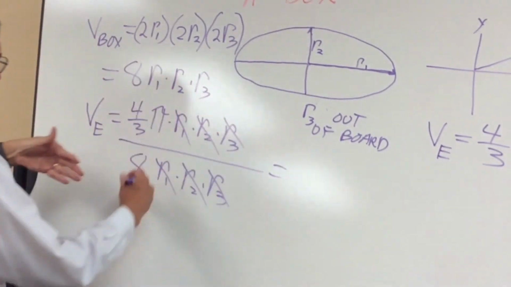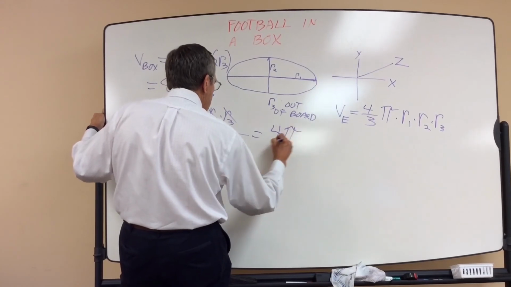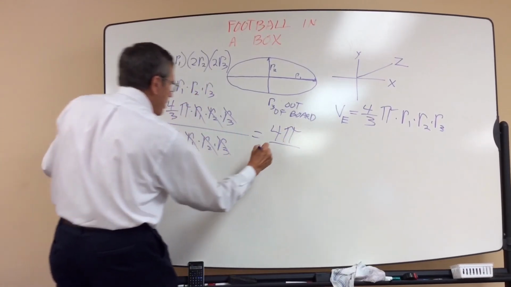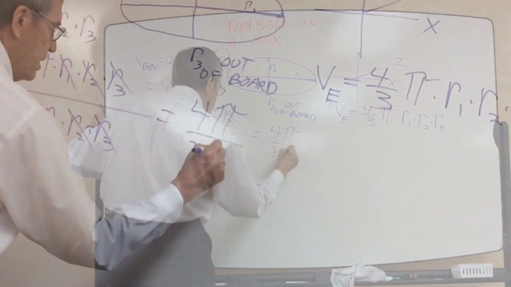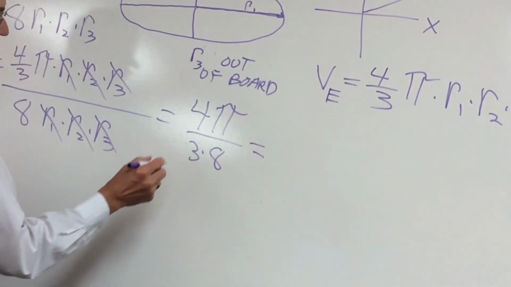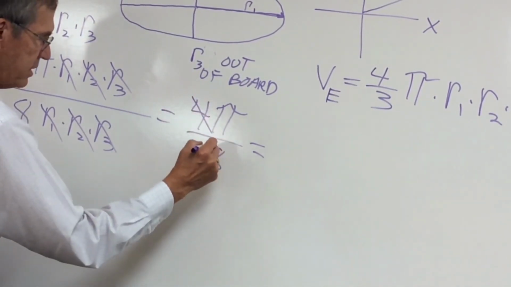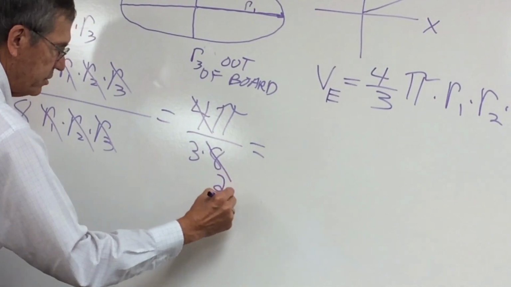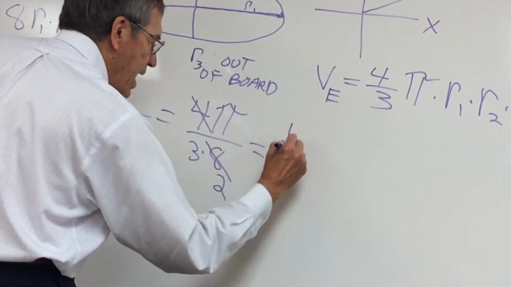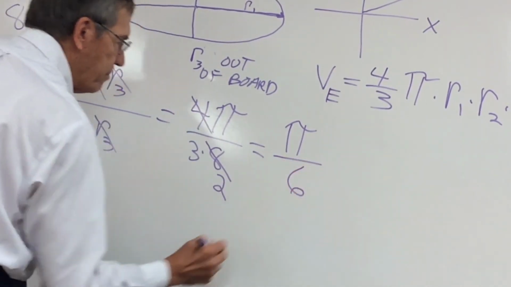Okay? And all we have left are fractions and pi. So let's now write this as one big fraction then. We have 4 pi on the top. This 3 comes down here, and that's 3 times 8. Okay? Now, this 4 can cancel this out, make that a 2. So what we have is pi on the top, and 3 times 2 is 6 on the bottom.